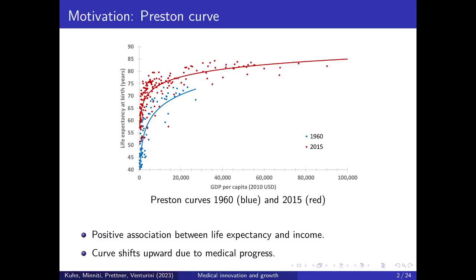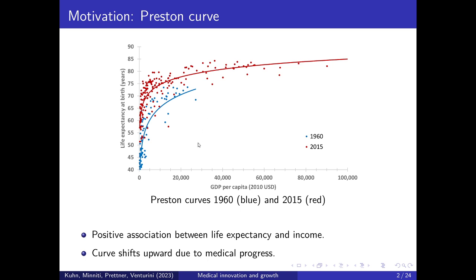The starting point for this paper is the observation that life expectancy and income are positively correlated. So this is the famous Preston curve relationship, where we've depicted here the Preston curve for the year 2015, the red dots, and for 1960, the blue dots. And what we see is that the positive association between life expectancy and per capita GDP is concave.